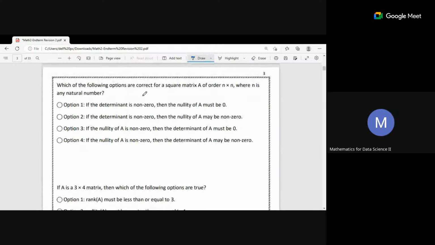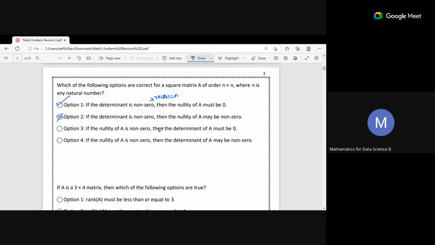So which of the following options are correct for a square matrix A of order n by n, where n is any natural number? If the determinant is non-zero, then the nullity of A must be 0. Is that true? Correct, ma'am. When the determinant is non-zero, you know that rank is n, full rank, and hence the nullity is 0. Okay, so this is incorrect.